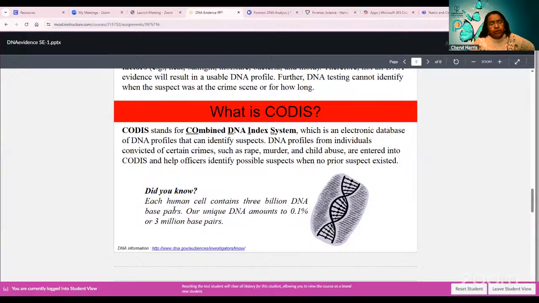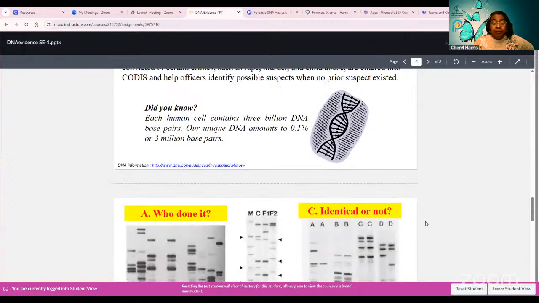Did you know each human cell contains 3 billion DNA base pairs? That's the AT and the GC. Our unique DNA amounts to 1% or 3 million base pairs.